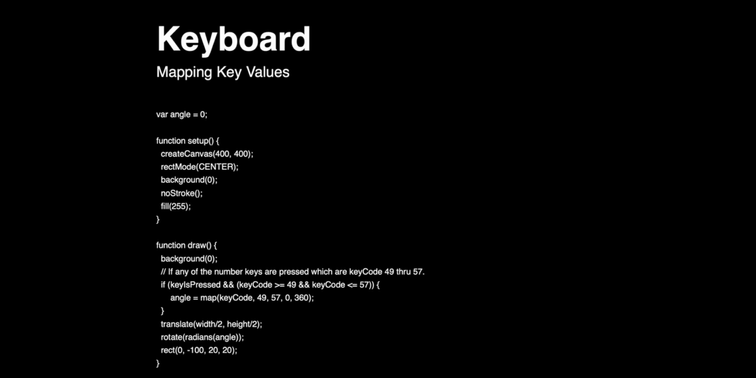All right, so that is using the mapping function to apply the key-coded values to something like rotating a rectangle around a center point. But obviously you would probably want to be more creative with your sketches rather than just doing that.